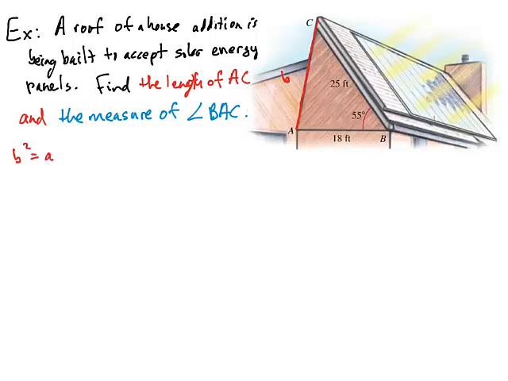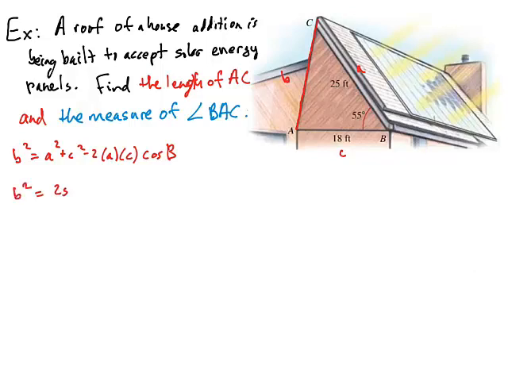And we need to use the law of cosines. B squared equals A squared plus C squared minus 2AC cosine of B. So we're given side A, that's 25. We're given side C, that's 18 feet. And we're given angle B, which is 55. So this isn't too bad for us to solve.